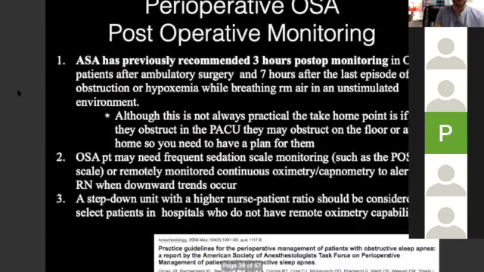Now, remember, you might want to do a prolonged PACU stay. So you may want to keep them in PACU an extra amount of time to make sure that they're not having events. If they're not having events in PACU, they're unlikely to have events on the floor.